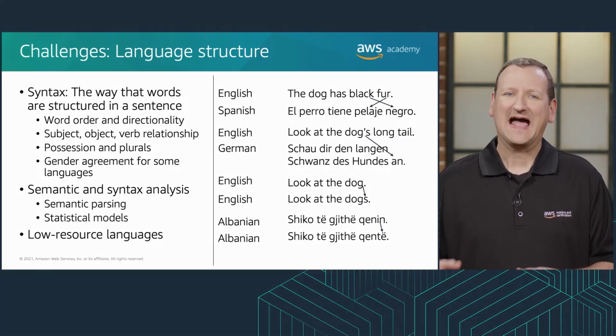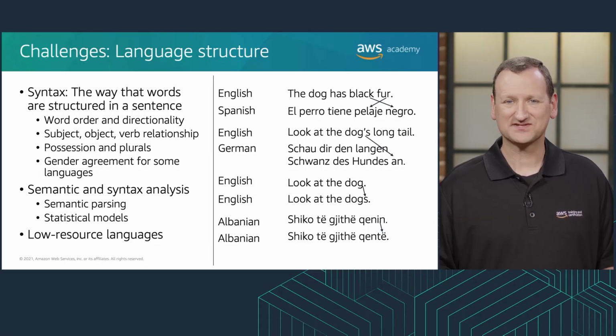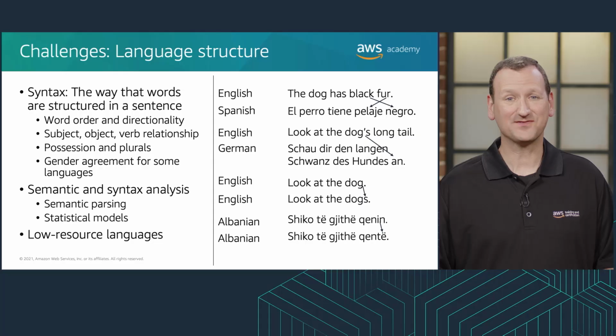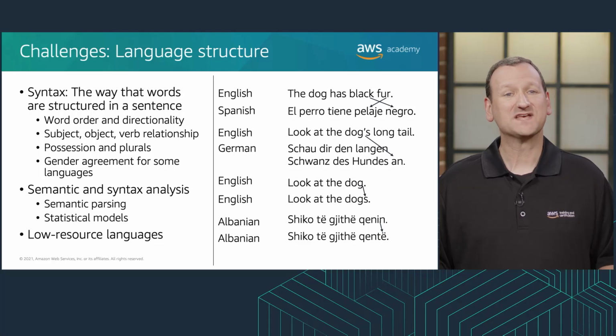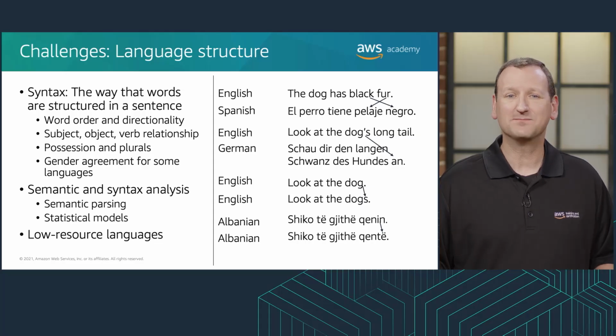In English, adjectives generally precede the nouns they describe. This is not the case for many other languages, for example, Spanish. Expression of plurals or possession. Possession in English is often indicated by an apostrophe S. For many other languages, possession is indicated by including additional words.